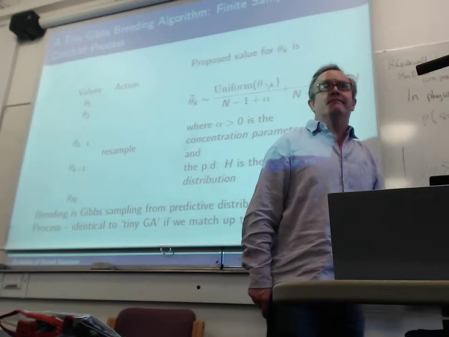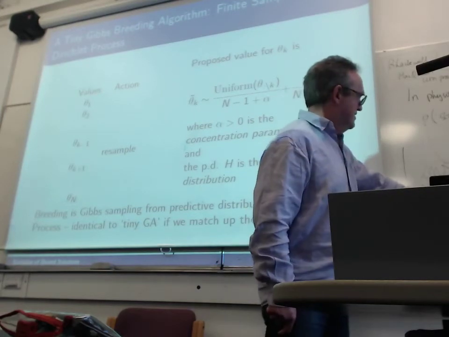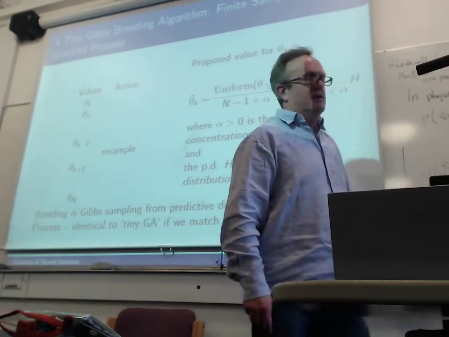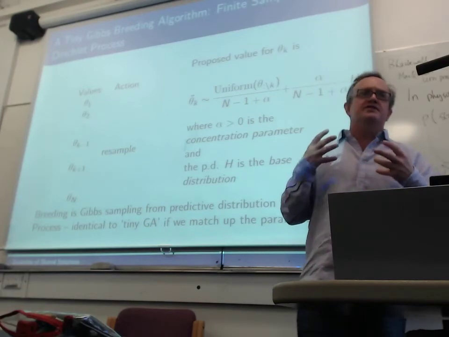And this alpha is a scale-free parameter which is going to control the number of different elements in the urn process.